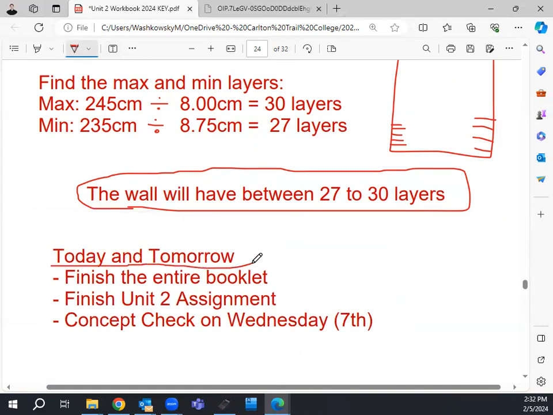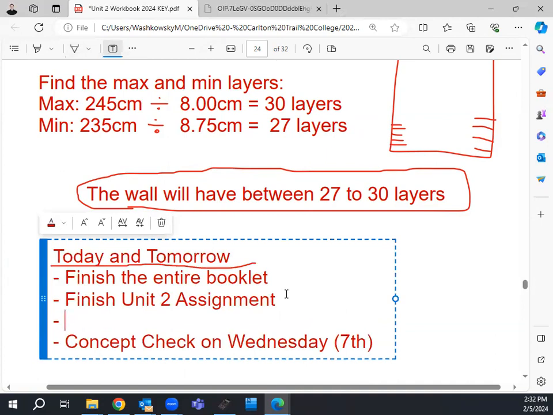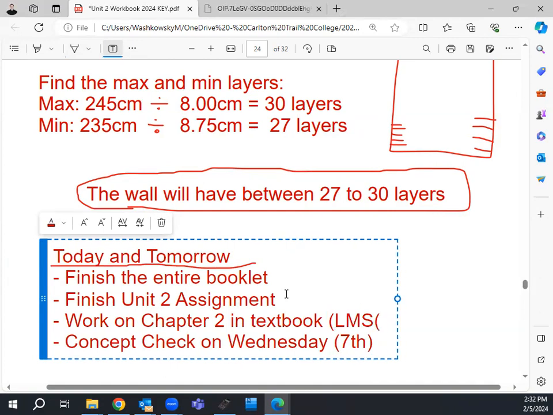So today and tomorrow is your time to do these 3 things here. Again, if you are not sure what's happening, please ask for help. And should you somehow finish these 2 things, you could work on chapter 2 in the textbook, and that's what's on the LMS. That's on the introduction on the LMS. It says textbook, not workbook, textbook.